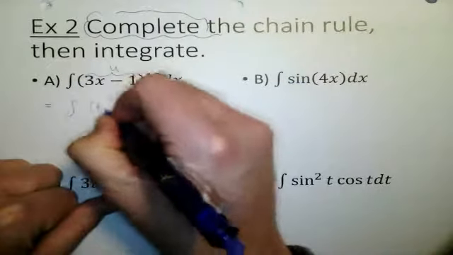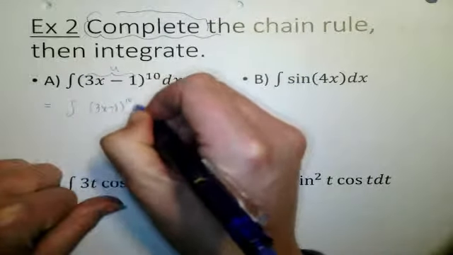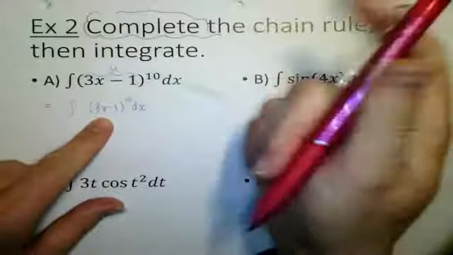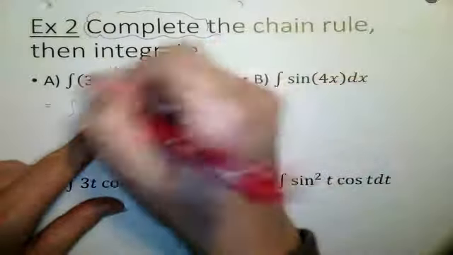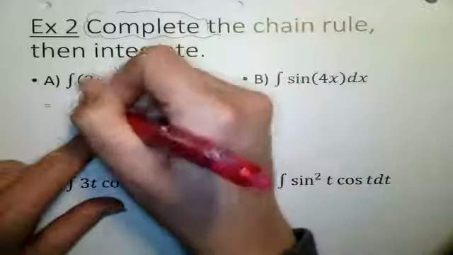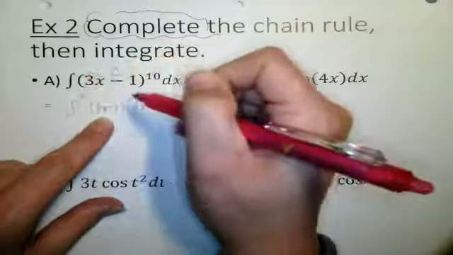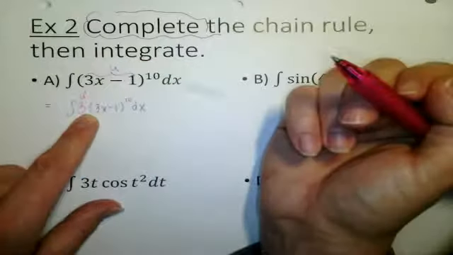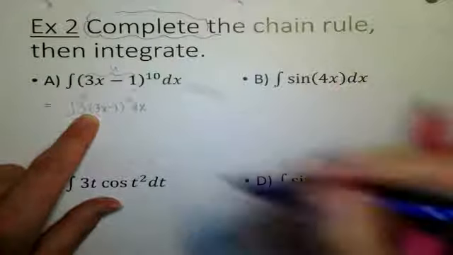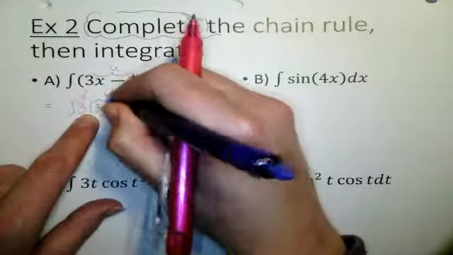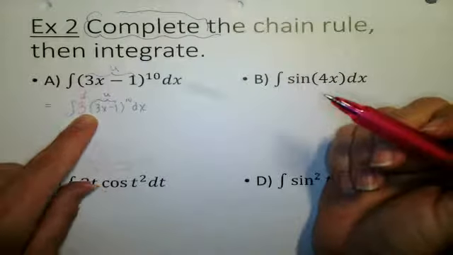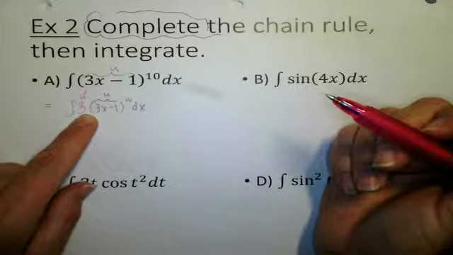So I have 3x minus 1 to the 10th power dx. And so what I need is a U prime. Well, what is U prime? U prime, the derivative of this inside piece, the derivative of 3x is just 3. So if that 3 were there, then I'd be totally golden. I got my U, I got my U prime, and that's great. Okay, but I can't just multiply by 3, can I? I can cancel it out though.